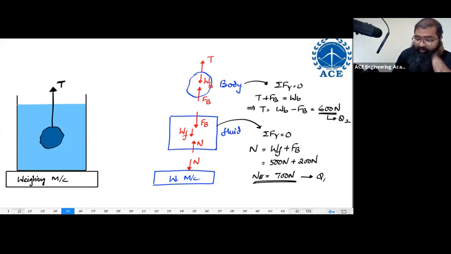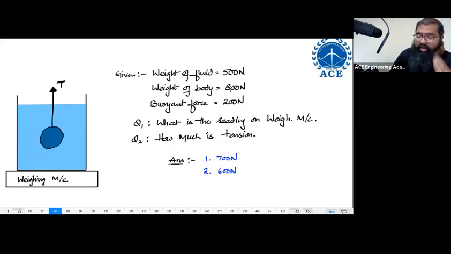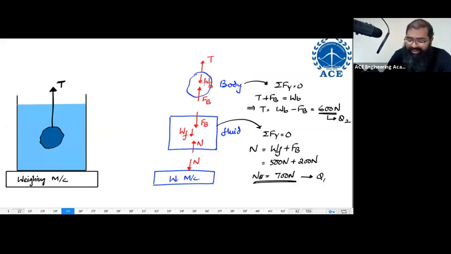Next thing, people are adding 500 and 800 thinking both of them are weights, downward. But the weight of the body has no influence whatsoever on the weighing machine. On the weighing machine, weight has no influence over here. Still, if you're having difficulty, the slide will be with you. You can take a snapshot. You can go through the concept of action, reaction pair and all.